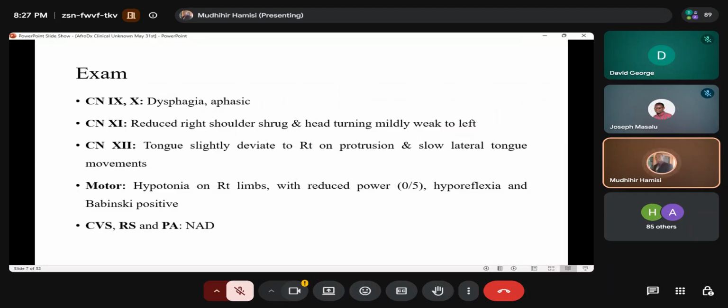On motor examination, he had hypotonia on the right limbs with reduced power of 0, and hyporeflexia with a positive Babinski sign on the right lower limb. Other examinations were essentially normal, nothing abnormal was found.